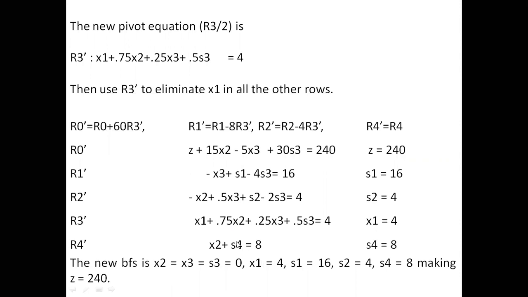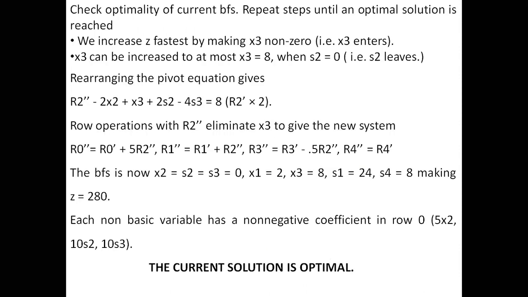Next, S1: with S3 as 0 and x3 as 0, the S1 value will be 16. Simultaneously, the S2 value, with x3 and x2 as 0 and S3 as 0, will definitely be equal to 4. And S4 is 8. Finally, upon substituting those values, we get the z value equal to 240. So that is the optimal solution.